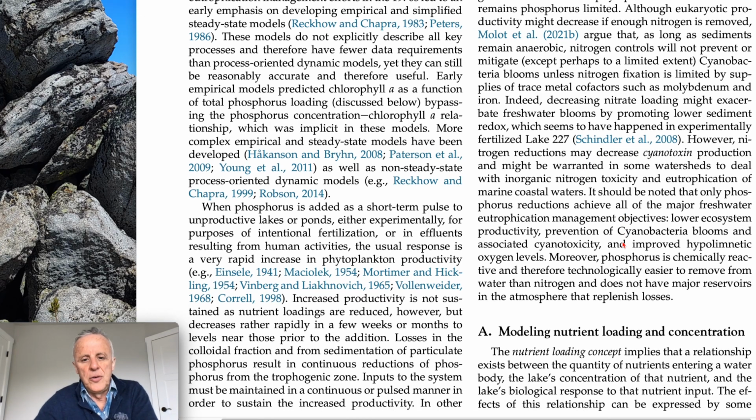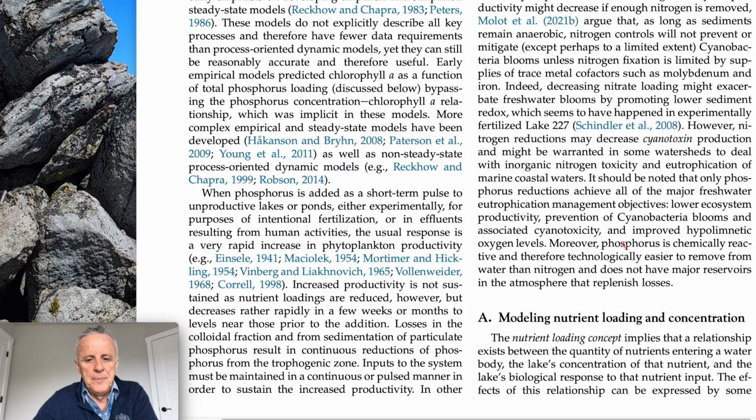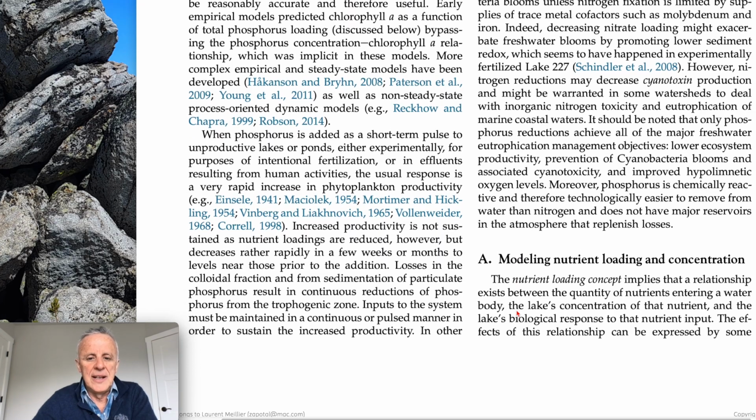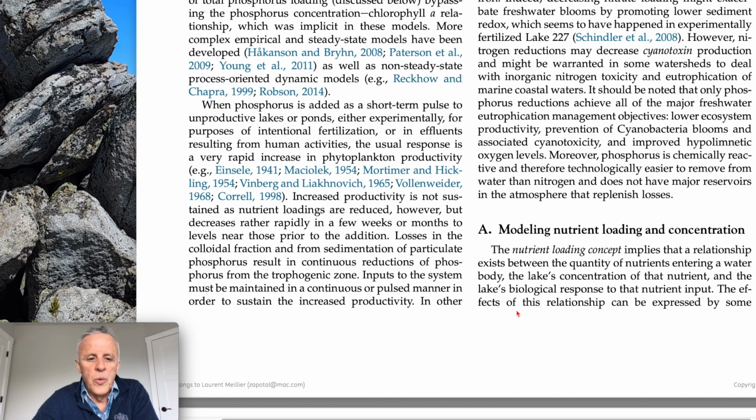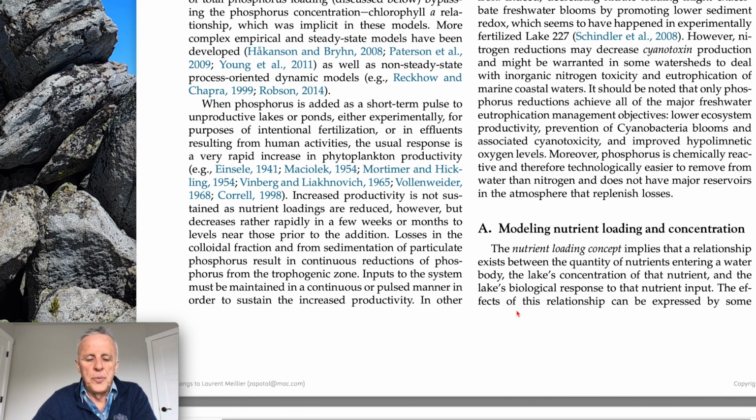Early empirical models predicted chlorophyll a as a function of total phosphorus loading by bypassing the phosphorus concentration-chlorophyll a relationship, which was implicit in these models. More complex empirical and steady-state models have been developed, as well as non-steady-state process-oriented dynamic models. When phosphorus is added as short-term pulses to unproductive lakes or ponds, either experimentally for purposes of intentional fertilization or in effluents resulting from human activities, the usual response is a very rapid increase in phytoplankton productivity. Increased productivity is not sustained as nutrient loadings are reduced, however, but decreases rapidly in a few weeks or months to levels near those prior to the addition.